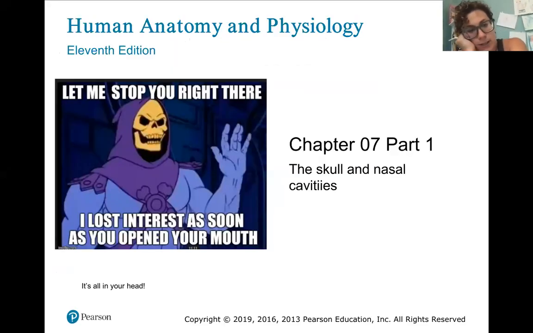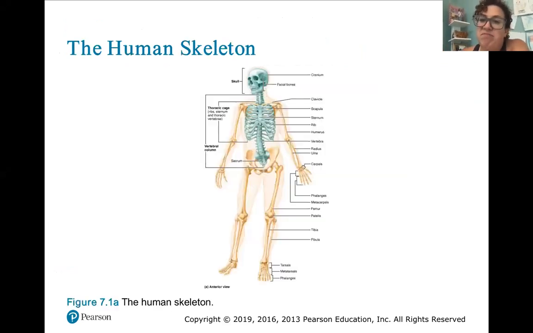So yeah, sometimes anatomy and physiology is not so fun to learn about. So I love this skeletal meme. Let me stop you right there. I lost interest as soon as you opened your mouth. Hopefully you guys don't feel that way about me, but I get it.